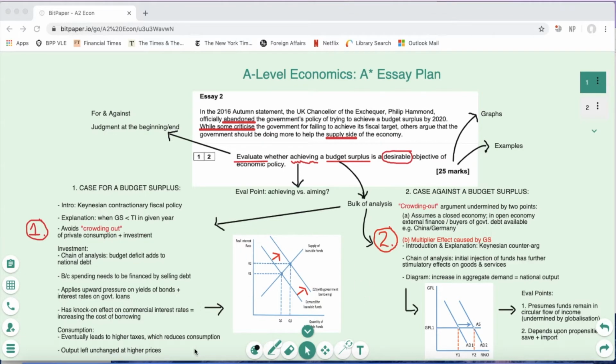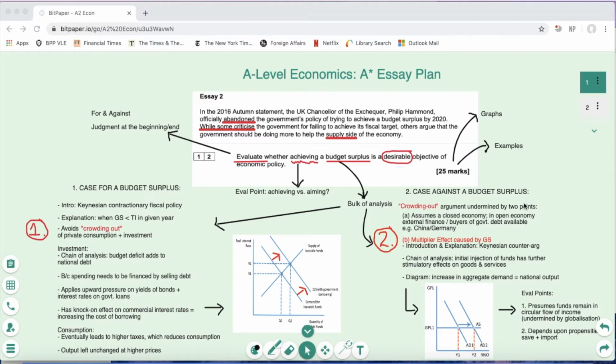Then importantly, explaining the implications of this. It has a knock-on effect in commercial interest rates, increasing the cost of borrowing for private sector companies, and eventually higher taxes. So you're also addressing this part of the equation or formula for what a budget surplus is. And ultimately leaving output unchanged at higher prices. So that's argument one.